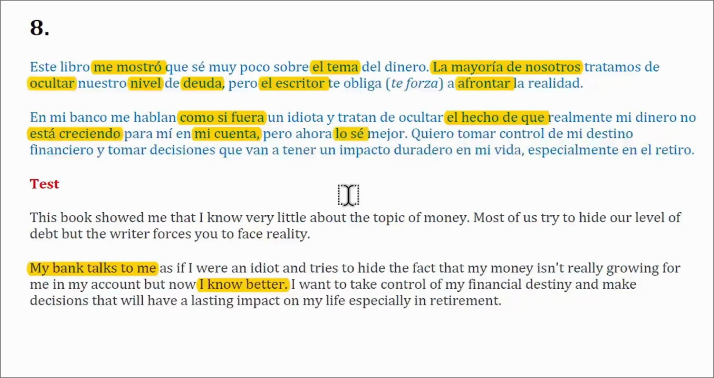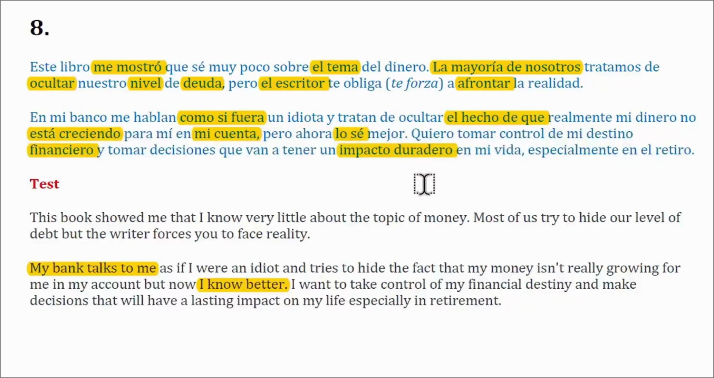Then in the last sentence we have quiero tomar control de mi destino financiero. So of my financial destiny. Financiero is financial. Y tomar decisiones. We could also say in English to take decisions, to make decisions, but in Spanish it's more natural to take decisions. So tomar decisiones que van a tener un impacto duradero, a lasting impact. The word for lasting in Spanish is duradero.